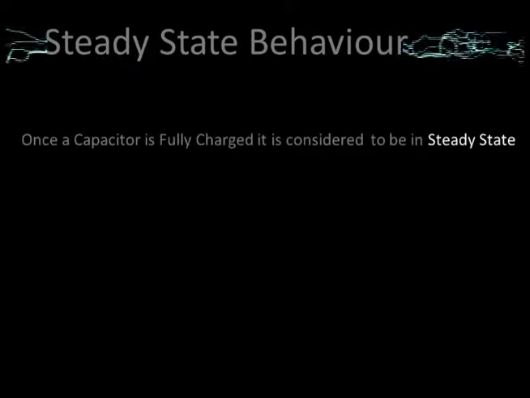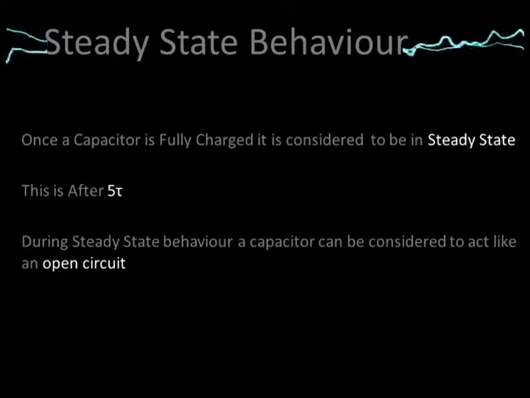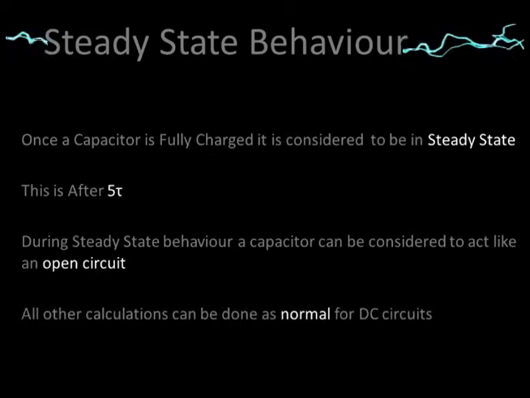Once a capacitor is fully charged, it is considered to be in steady state. This occurs after a period of 5 time constants has passed. During steady state behaviour, a capacitor can be considered to act like an open circuit, and all other calculations are done as normal for DC circuits, by replacing the capacitor with an open circuit.